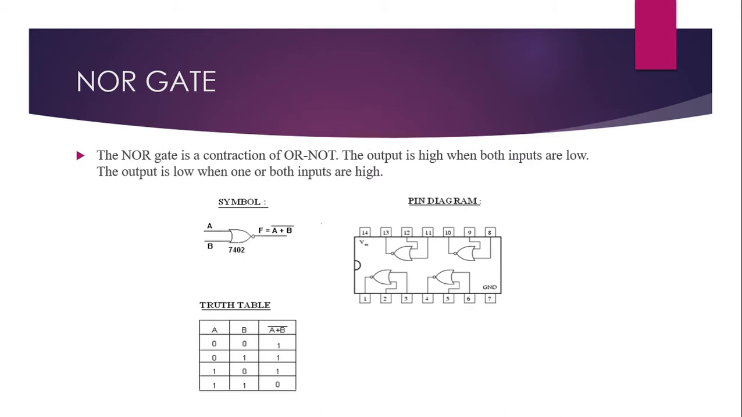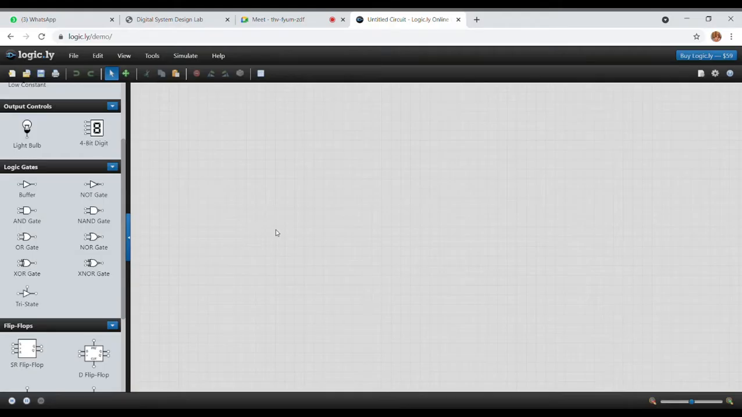NOR gate is a contraction of OR and NOT. The output is high when both inputs are low. This is the symbol for NOR gate and this is the truth table. Now we are going to see about NOR gate.